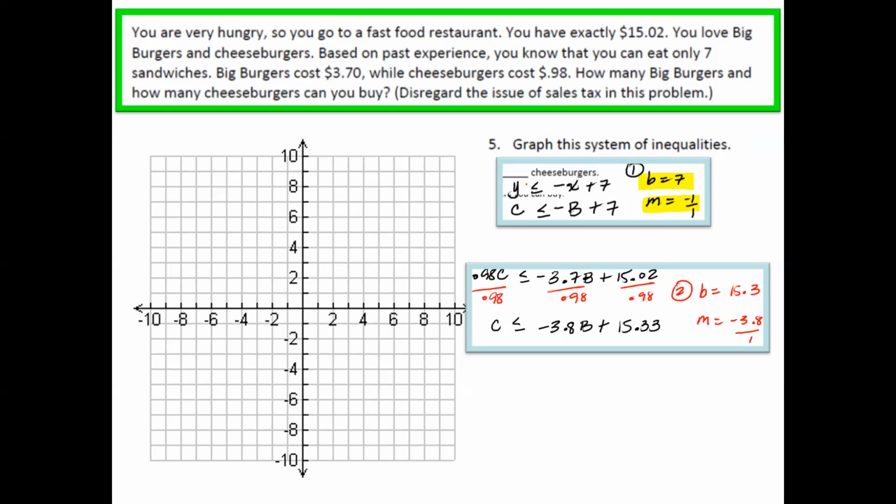Okay, sorry about that. So let's go ahead and graph this. The first one, I'm gonna start at 7. So 7 is right here. My slope is negative 1 over 1. So I'm gonna go down 1 over 1, down 1 over 1, down 1 over 1, down 1 over 1.